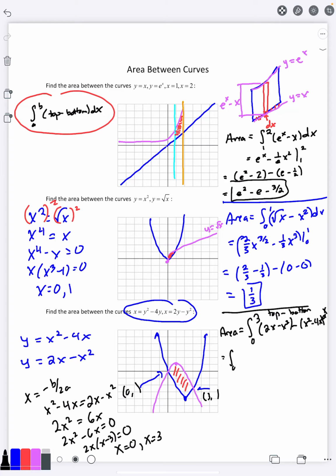Running out of room, sorry. And then this is going to work out to be a negative 2x squared and then plus 6x dx. You can integrate each of those terms here. Negative 2/3 x cubed plus 3x squared from 0 to 3. Plug in 3 here. That's negative 18 plus 27. Plug in 0. And our final answer is 9.